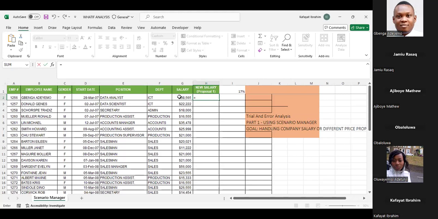Click on G2. Multiply by, open brackets. Not the words multiply by, but the multiplication sign, and open brackets. Yes. 1 plus. You type 1. Okay, what does that 1 represent, Obaoluwa? It represents the percentage, 100%. What is 100%?